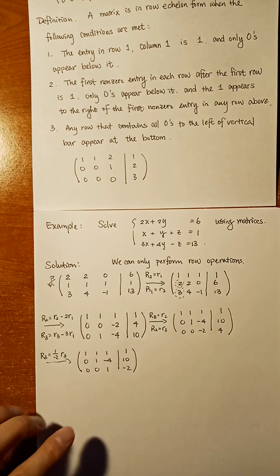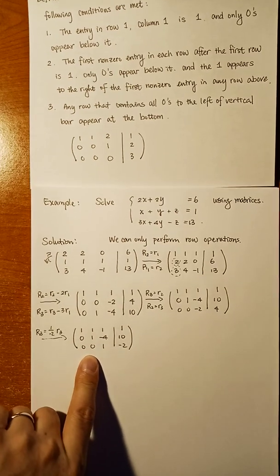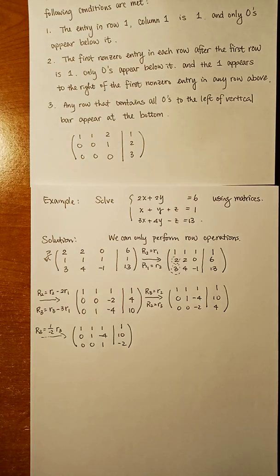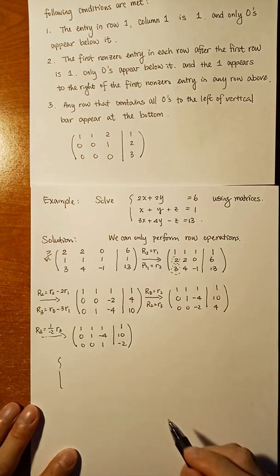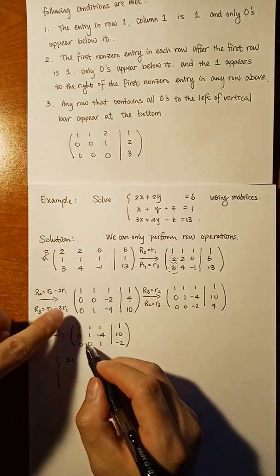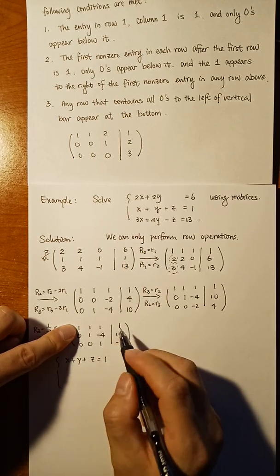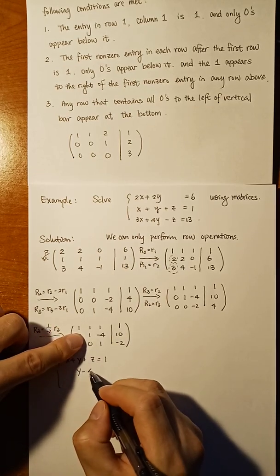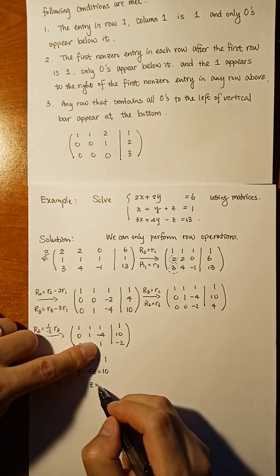Okay, so now we have the row echelon form. This is a row echelon form. For the row echelon form, let's write down the corresponding system of linear equations. This is x plus y plus z equals 1, that's the first row. Here, y minus 4z equals 10. And here, z equals -2.